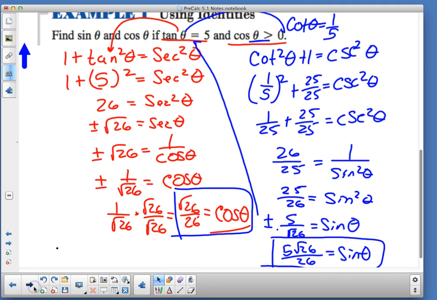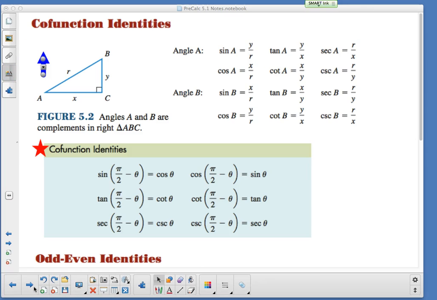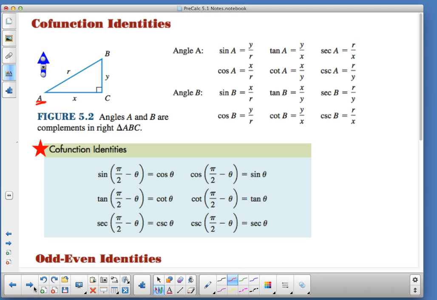Now going on here, the example 2. Now, the next thing before we get to example 2 is talking about cofunction identities. Remember, I've got angle A, and angle A has a certain sine, and angle A has a certain cosine, but more so, if I look at the cosine of angle B, do you see that sine of A and cosine of B are the same value? Okay, this is important to keep in mind.